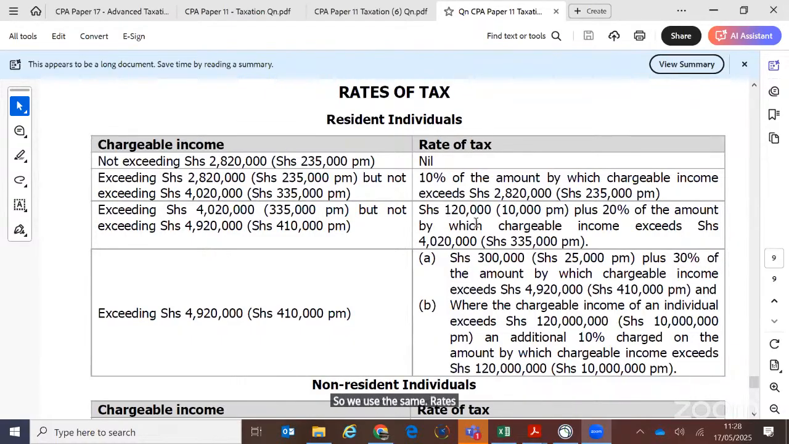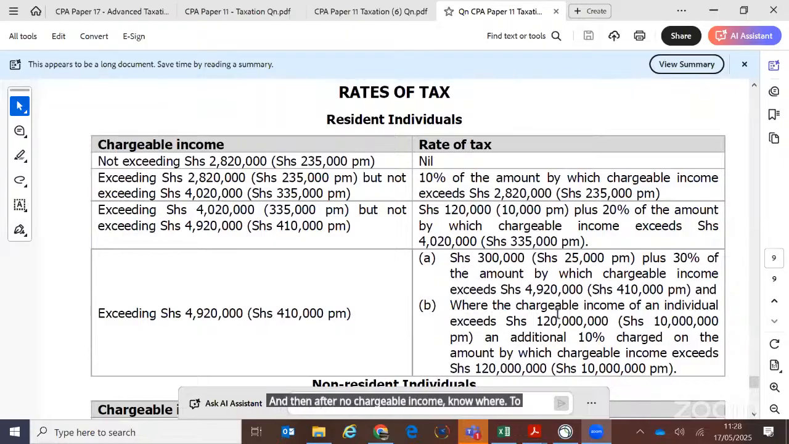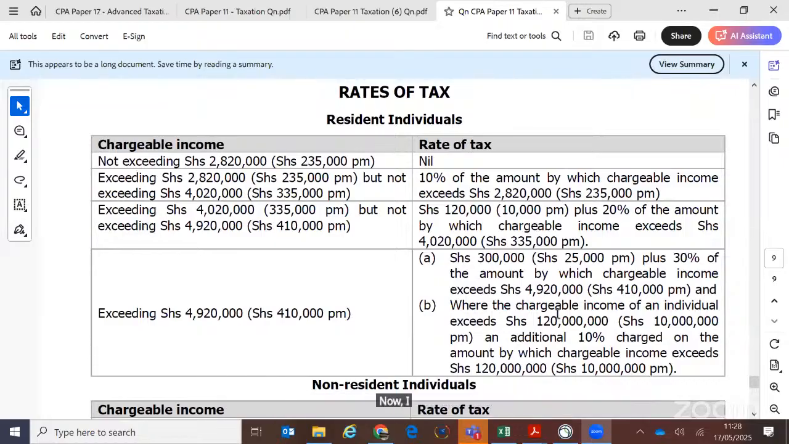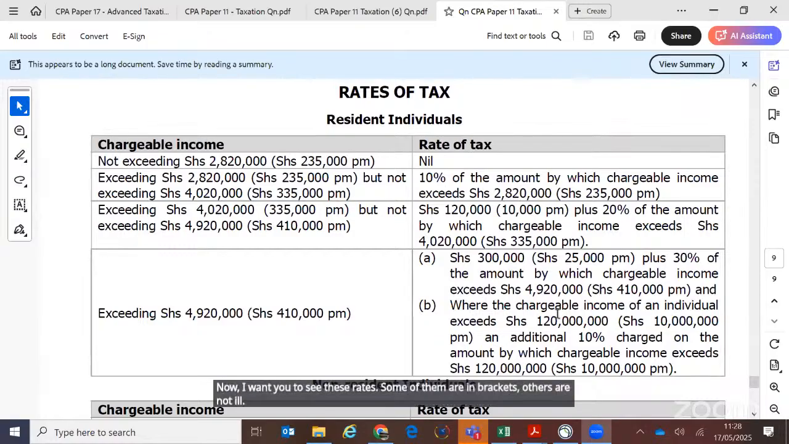All you need is to know someone's chargeable income, and then after knowing chargeable income, know where to apply the rates. Now, I want you to see these rates. Some of them are in brackets, others are not in brackets.